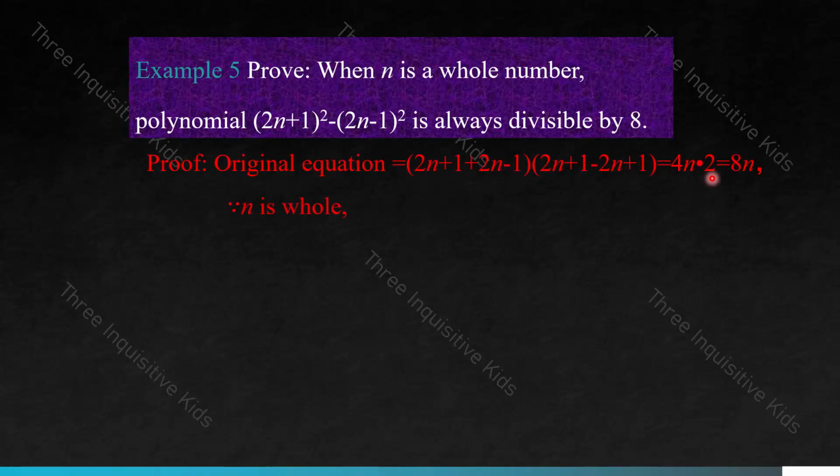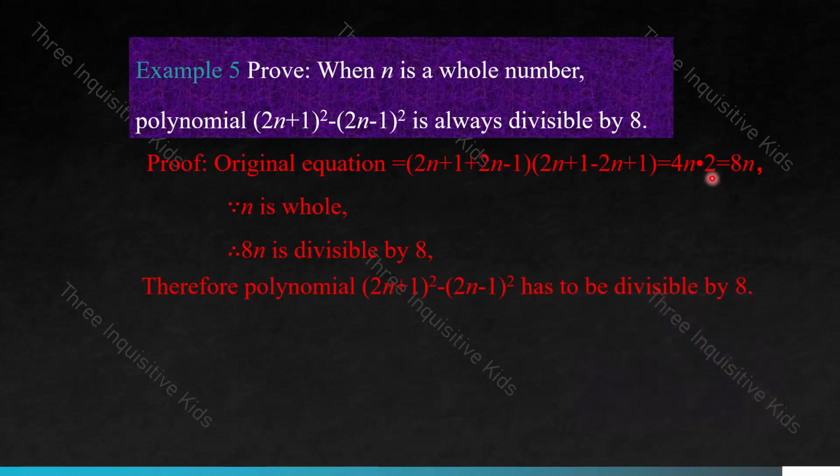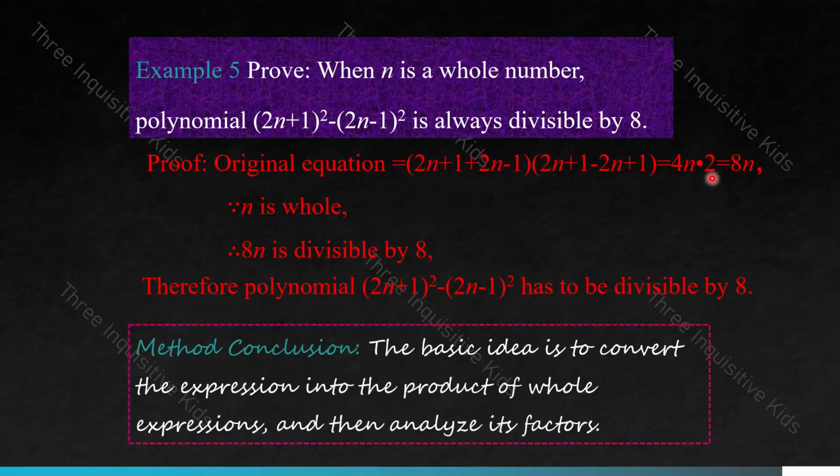And since n is a whole number, that's what we're assuming here, 8n would be divisible by 8. Therefore, the polynomial (2n plus 1) squared minus (2n minus 1) squared has to be divisible by 8 when n is a whole number. So the basic idea is to convert the expression into the product of whole expressions and then analyze its factors. So whenever you're given a trickier question like this, always think of how you can simplify the expression so that it falls in the form of 8 times something.